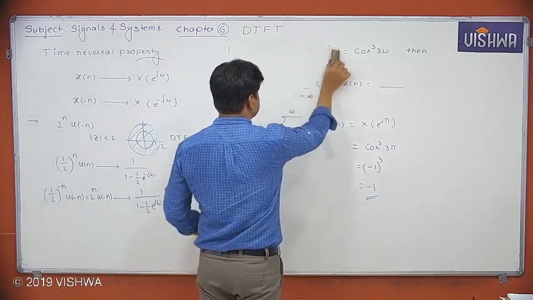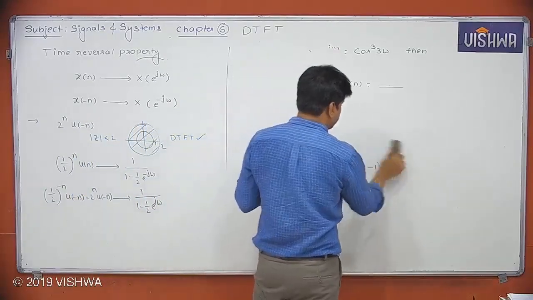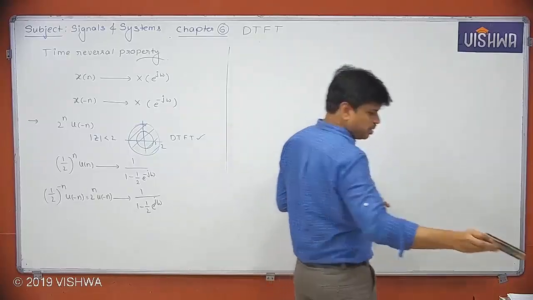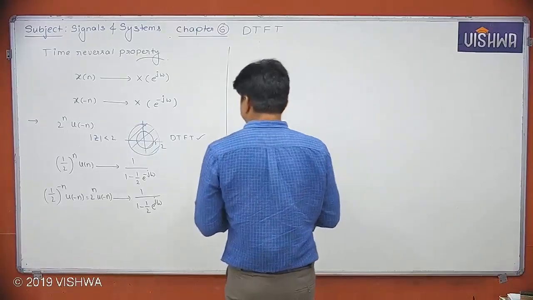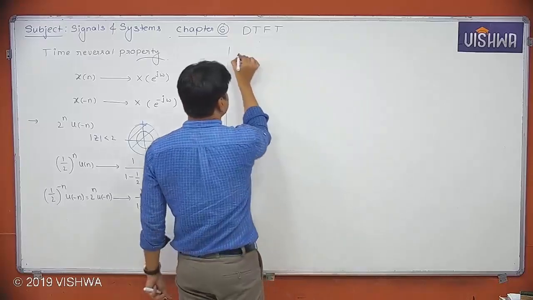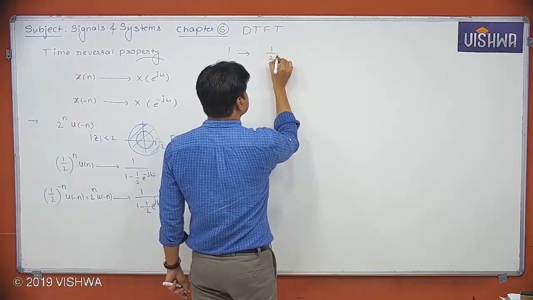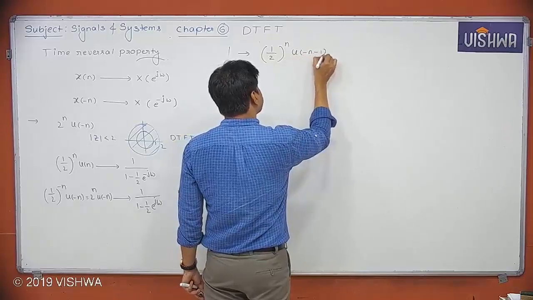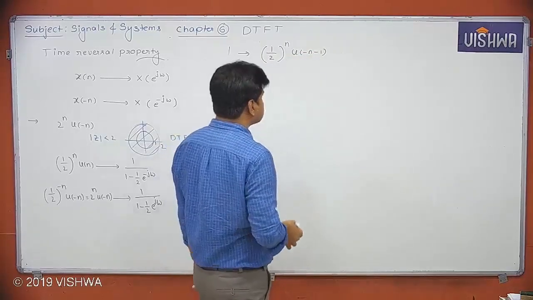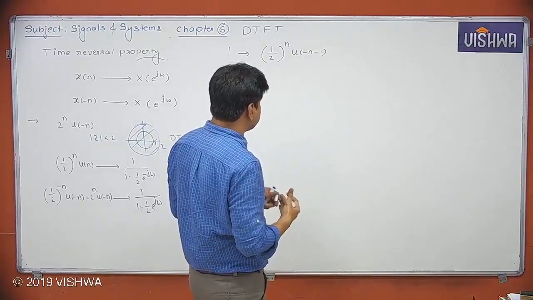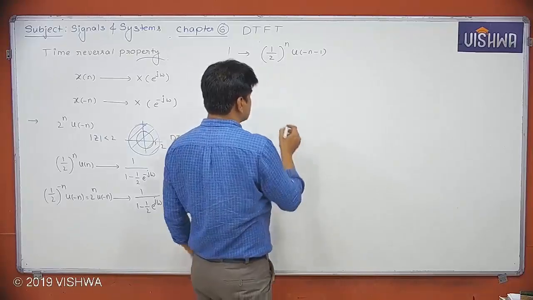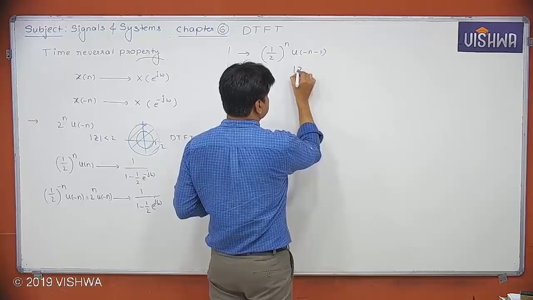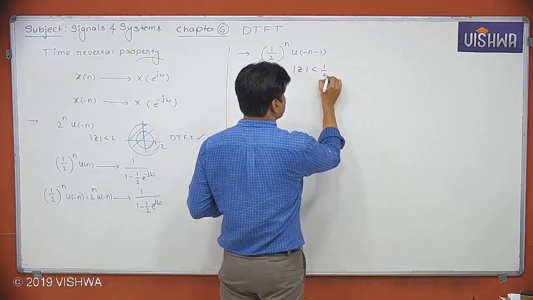So the existence of the DTFT is a must because we are talking about the DTFT. If I ask like this, let's say 1 by 2 whole power n u of minus n. For this, the DTFT does not exist because it is a left-sided signal, and the pole is 1 by 2. So what is the ROC actually? The ROC is mod z less than 1 by 2.